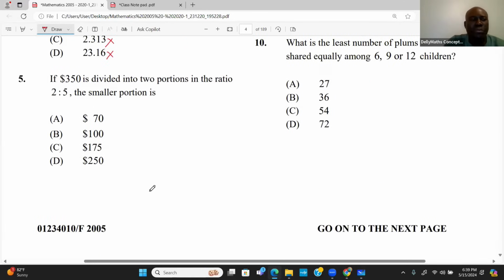All right, let's take a look at number 5. It says if $350 is shared in the ratio 2 to 7, the smaller portion is what? Now we can quickly work this out. It's 9 parts in total, so the smaller portion is 2 out of 9, and you multiply this by your 350. You can work it out easily, right? 9 into 35 is 3, 9 into 80 is 8, 0. You're looking for 100, and the answer is just there.